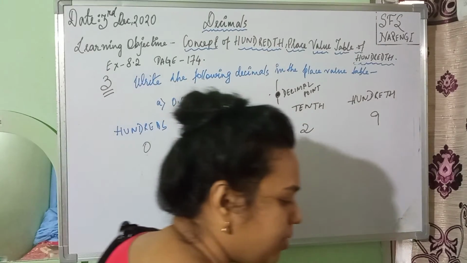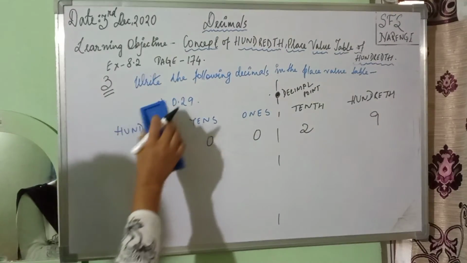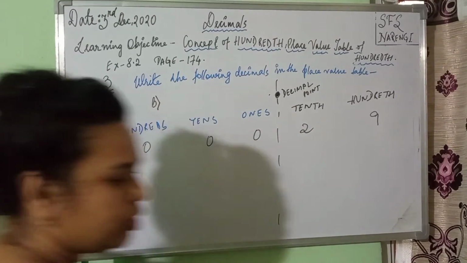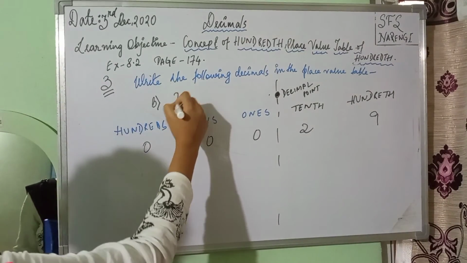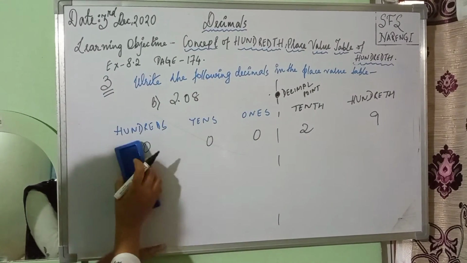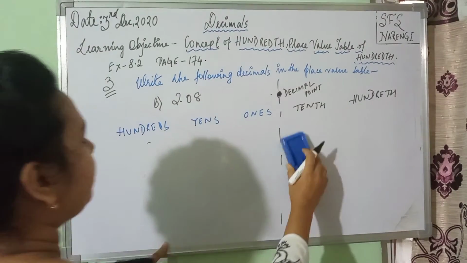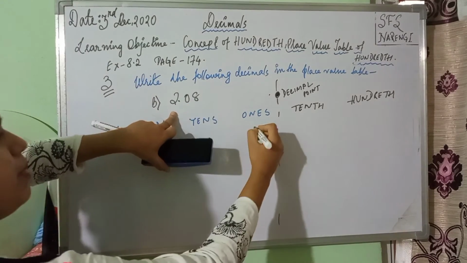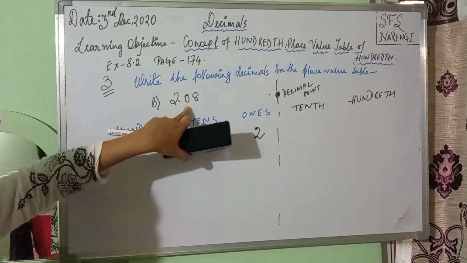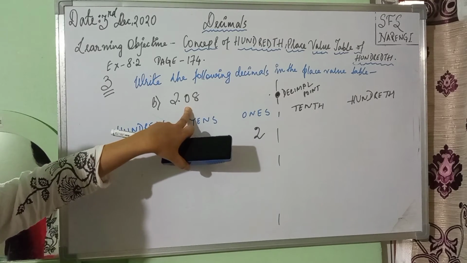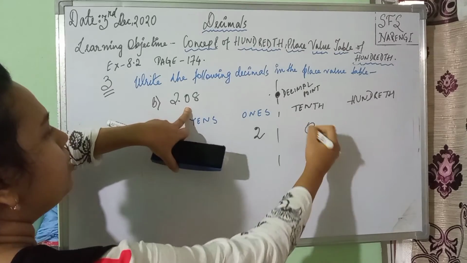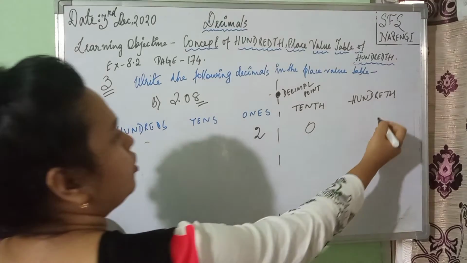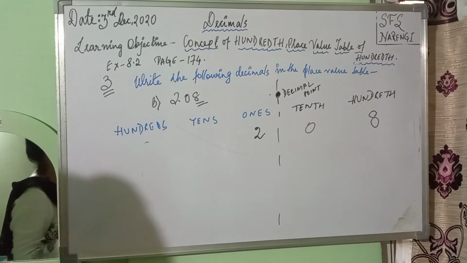So similarly, let us take number B. In question number B, you have 2.08. You can see that right before the decimal point is your ones place. So in the ones place you have 2. Right after the decimal point is your 10th place. So in the 10th place you have 0, and in the 100th place, that is your last point, you have 8. So in the 100th place you have 8.